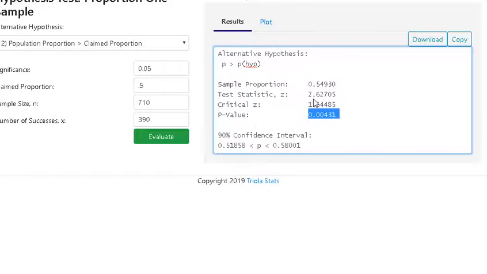Anything else on problem number 26? Okay. Let's try another one. Problem number 24.